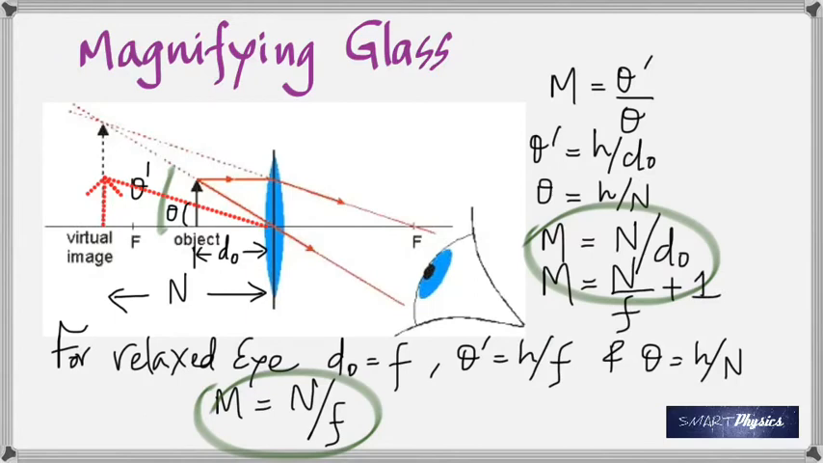Now you get this form. And I wanted you to just remember these two. This one and this one. And tell me the difference. When do you use this or when do you use this? This one comes with a condition. If the question says it's a relaxed eye, then what's the formula? So if the focal length of the convex lens is 1 centimeter, what's the magnification?